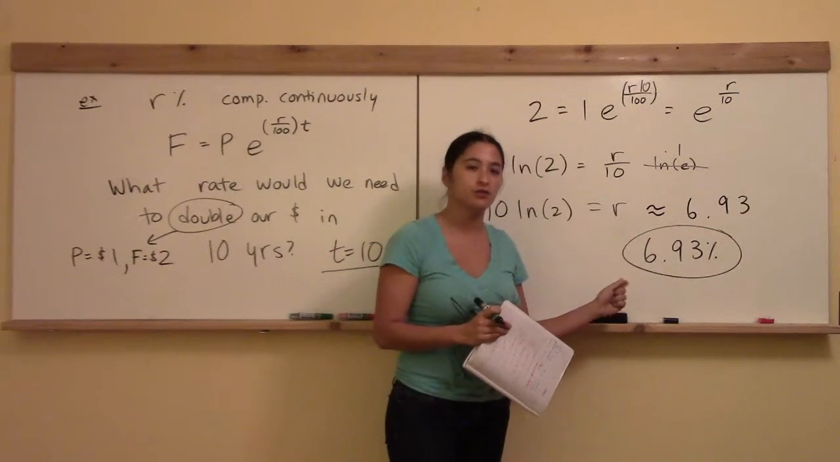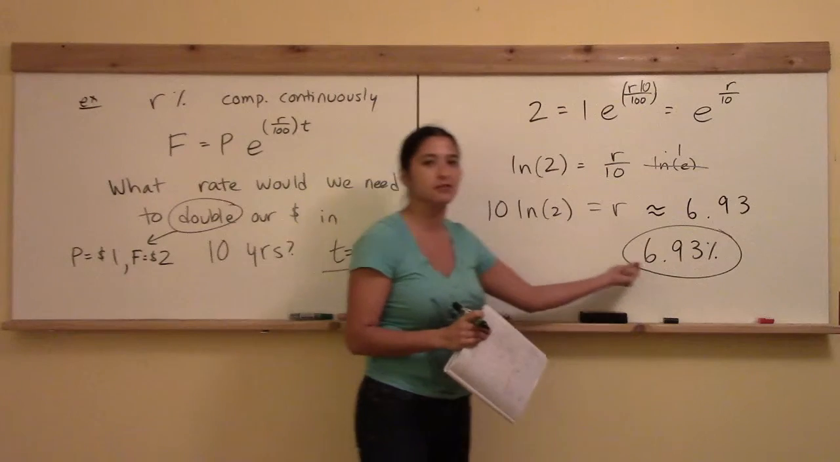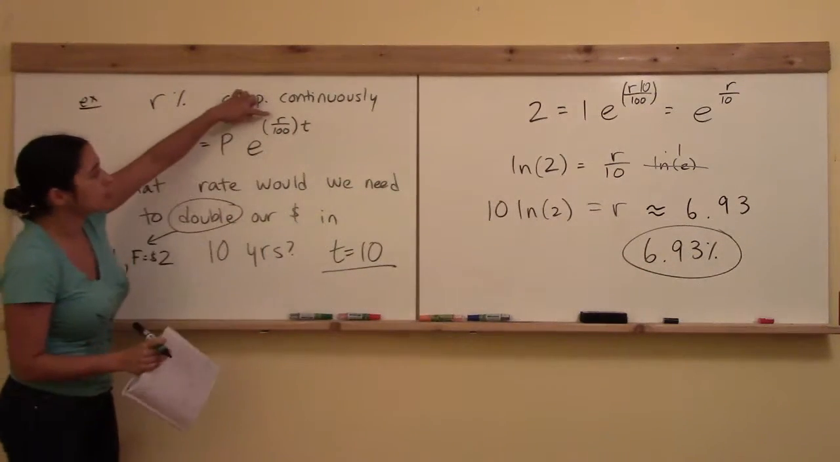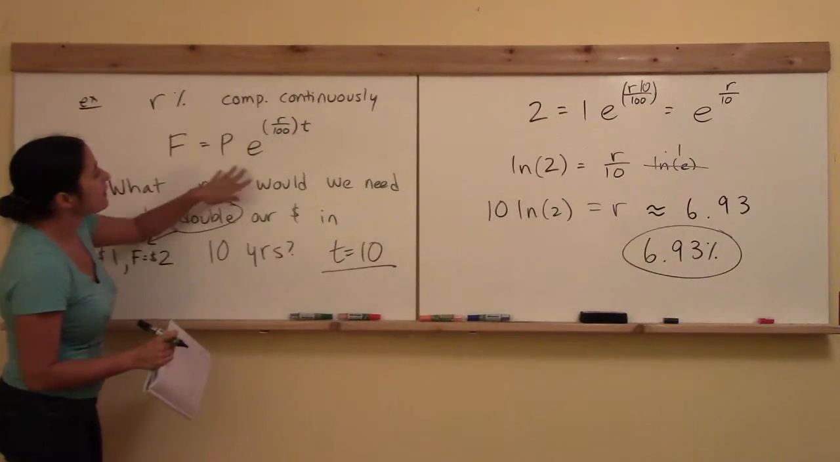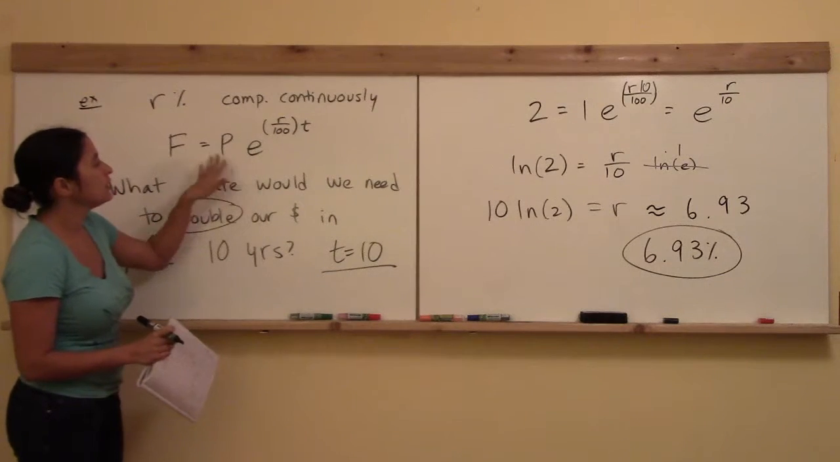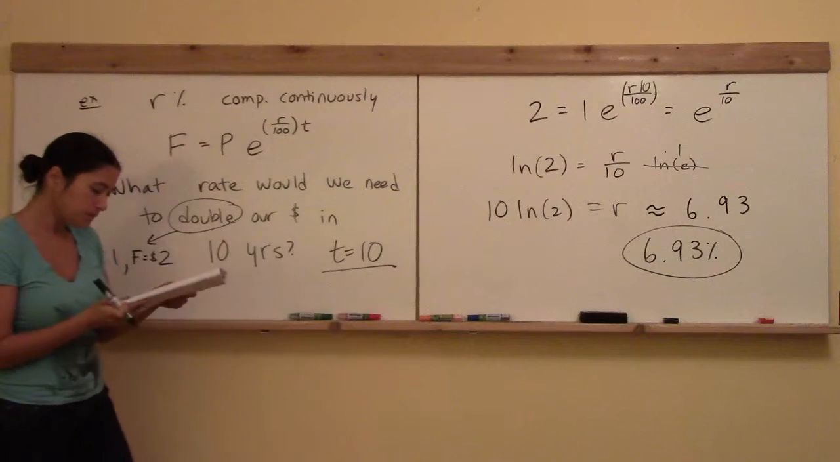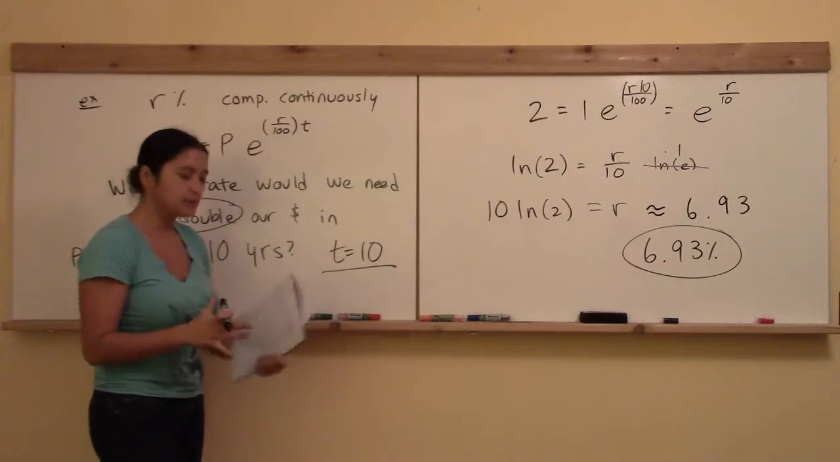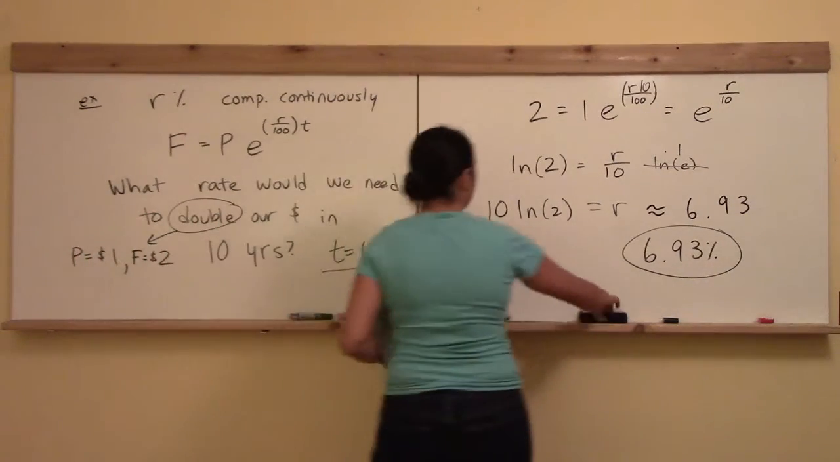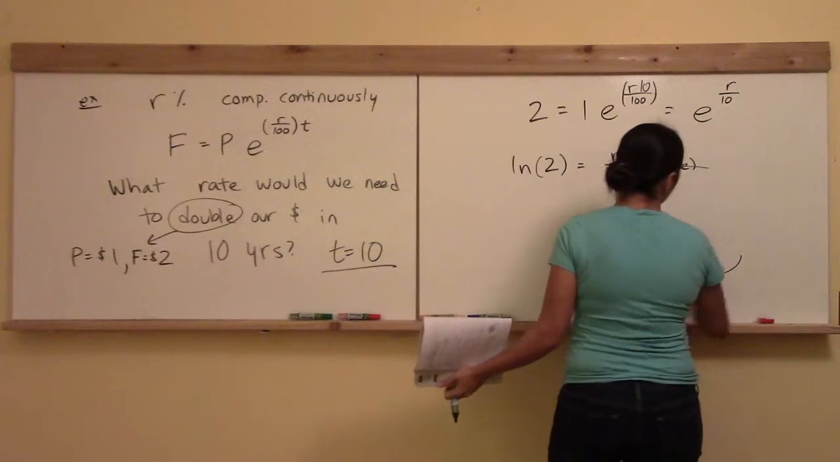And another thing you could do to check your work, of course, is take this value right here, plug it right into the r right there, and then if you calculate this e term and multiply it by $1, it should spit out $2, okay? So you can always check your work. All right, let's go into one more example as it applies to business.